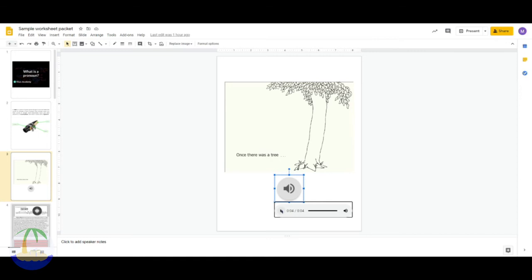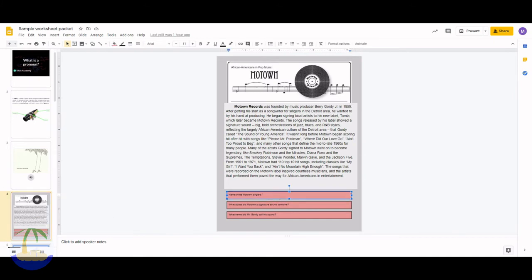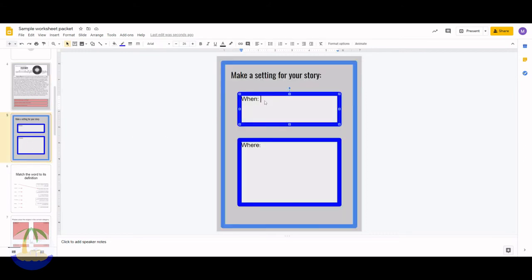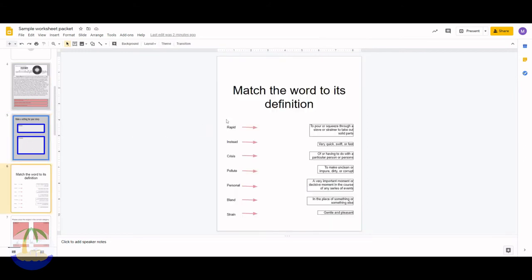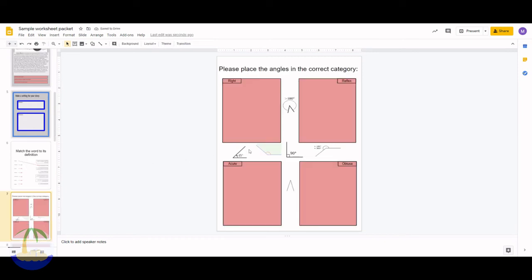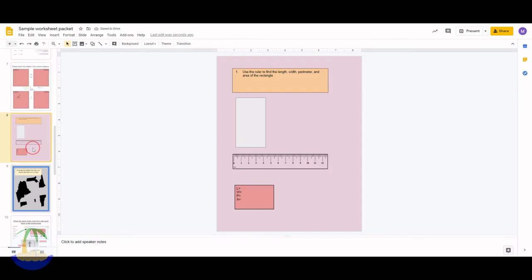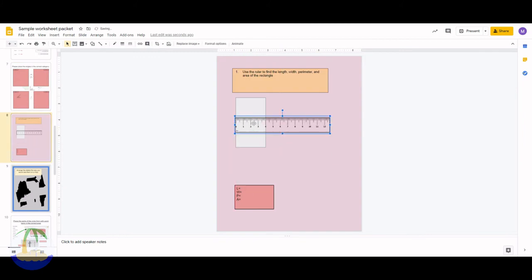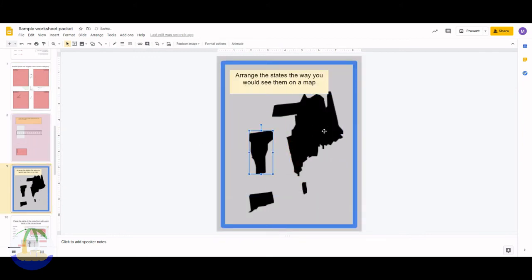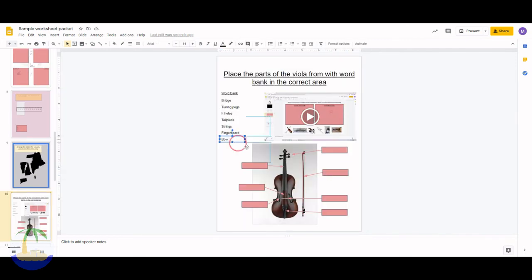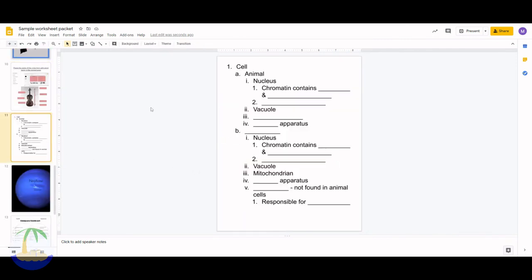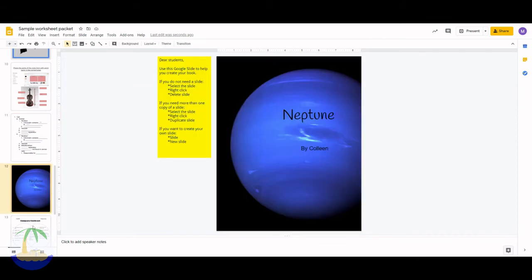Google Slides can accommodate a lot of different types of work. Students can do short answer or fill in the blank questions, long answer or essay writing. They can do matching activities. They can do graphic organizers. They can use manipulatives. They can label. They can use note-taking templates. And of course, what Google Slides were invented for, they can create slideshows.